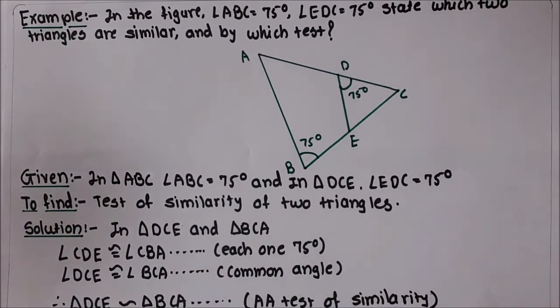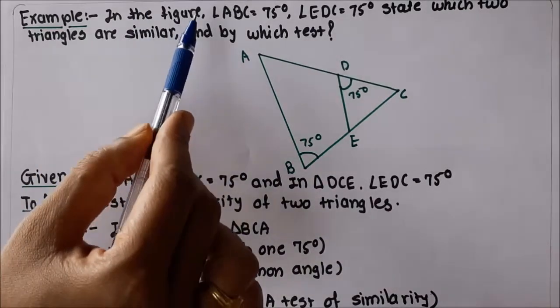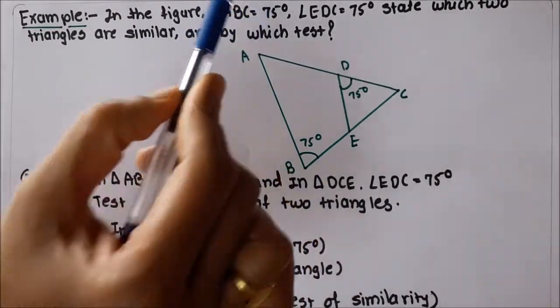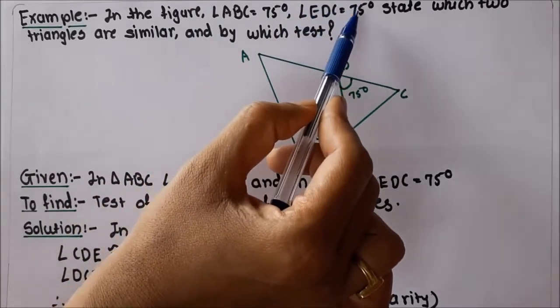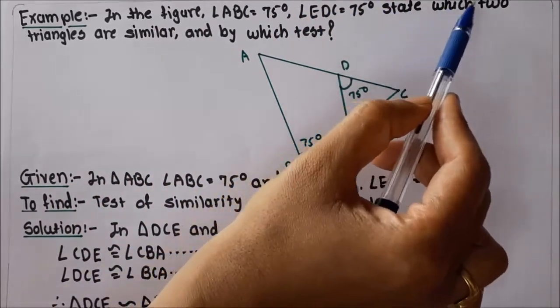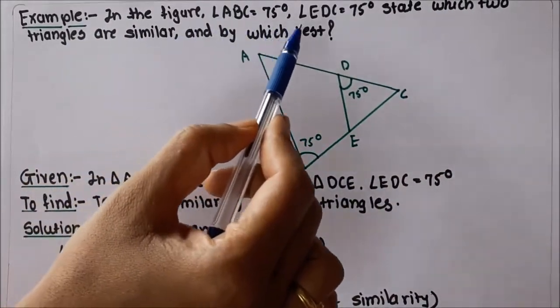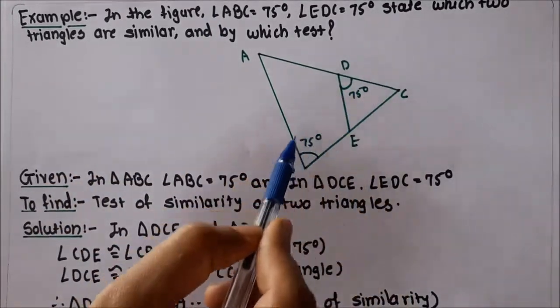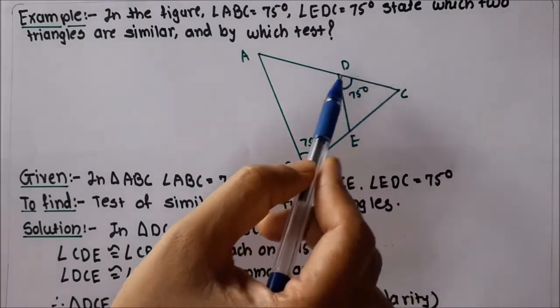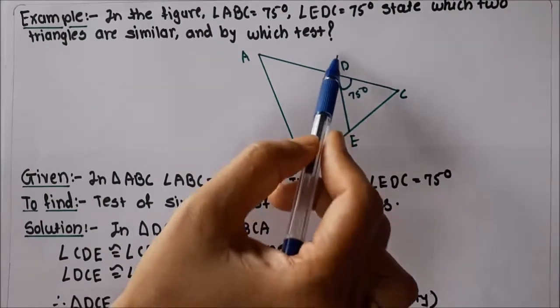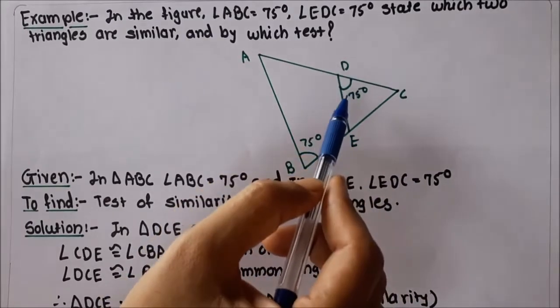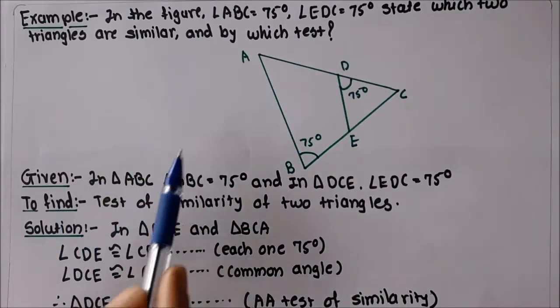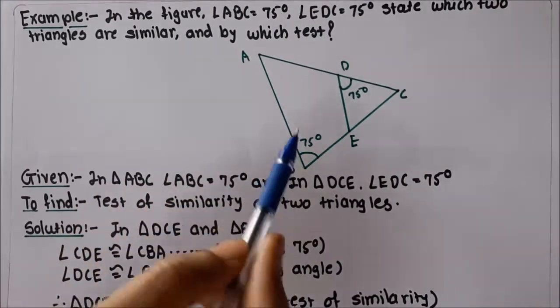Okay students, now we are going to solve an example depending upon the tests of similarity of triangles. You can see in this example, in the figure, angle ABC is equal to 75 degrees and angle EDC is equal to 75 degrees. State which two triangles are similar and by which test. There is the big triangle ABC in which angle B is 75 degrees, and the smaller triangle inside it, DEC, in which angle D is 75 degrees.